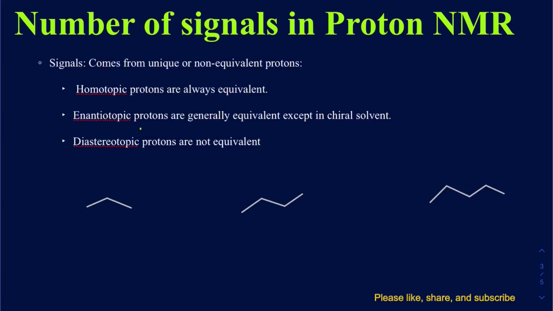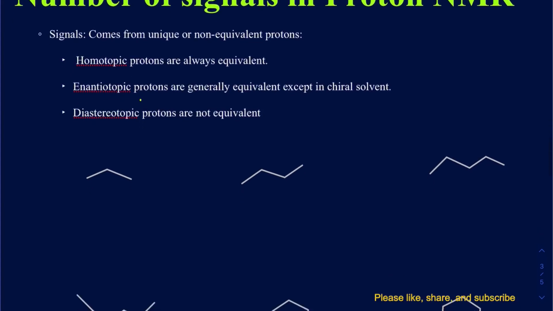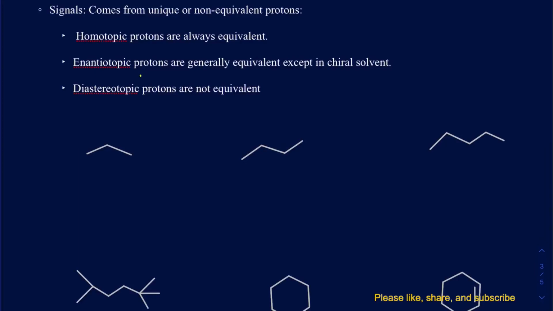So I'm not going to be talking about the splitting patterns in this particular video. It's just going to be how to figure out the number of signals based on the magnetically different protons you have in a given structure. I'll have a separate video where I talk about the splitting, the number of peaks, and also the chemical shift of those protons. So I'm just going to be focusing only on the number of signals in this particular case.